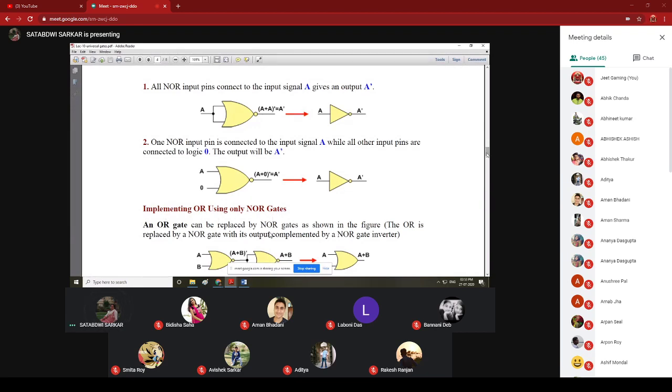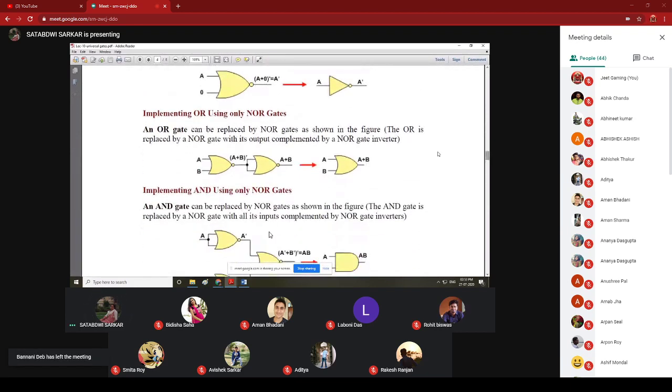Now NOR gate as OR gate. Here we can see that A and B are the inputs and we are getting A plus B whole bar. So the final output is A plus B, and A plus B is the output of the OR gate also. So it is like an OR gate. Two bubbles: complement of complement, so there is no complement, and the output is A plus B.